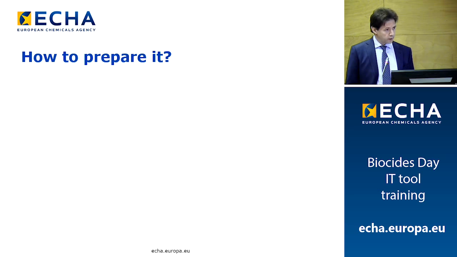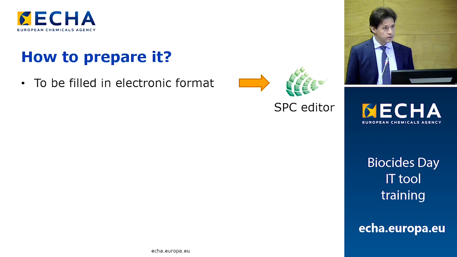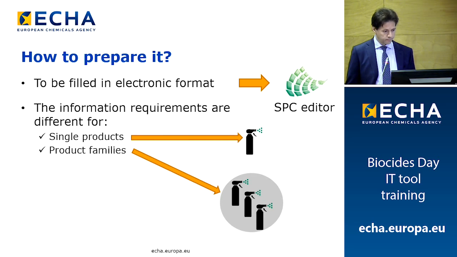How do you prepare this document? You need to use the SPC Editor, which is the IT tool that you will exercise today. The SPC Editor is an IT application that you can find from the ECA website main page, or you have the link on the page of the ECA website. And it generates the document in electronic format.